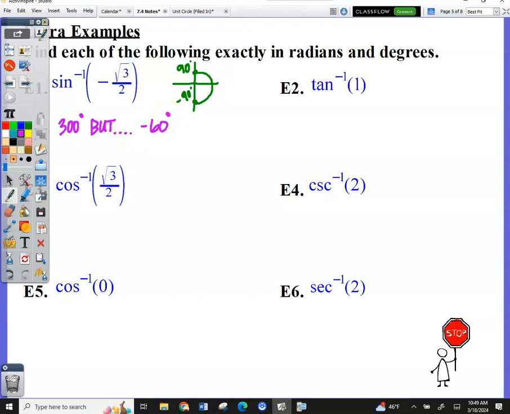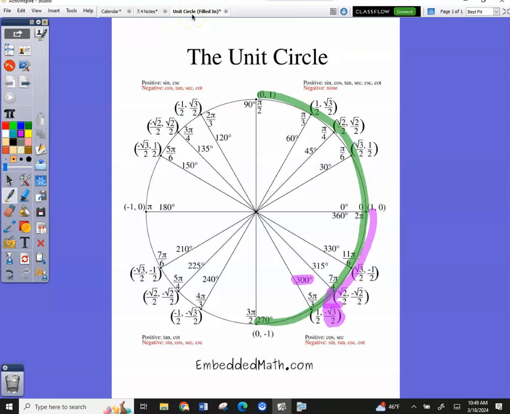Now they want radians and degrees. Degrees are easier. If it's negative 60, then just come up here to 60 and look at the radian. It'd be negative pi over 3. Let me say that again. We said it's negative 60. Go to the 60 to get the equivalent radian measure, but it would be negative. So it's negative pi over 3.